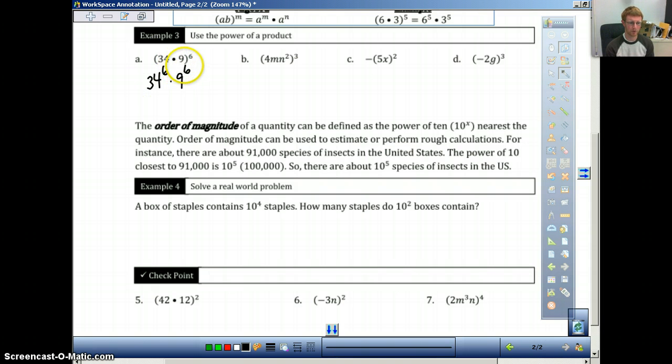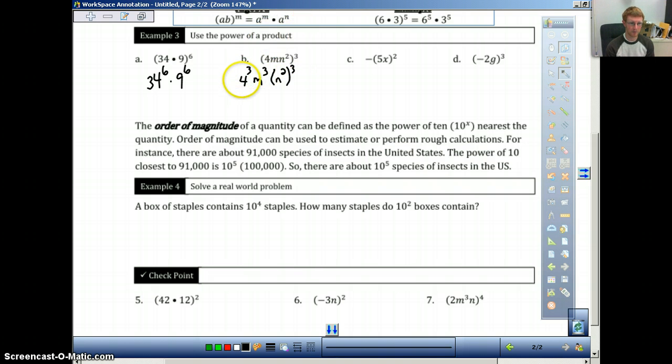That's going to be a really large number. You don't have to do more than that. So next one. We're just going to apply the 3rd power to everything. So it's going to look like this: 4 to the 3rd power times m to the 3rd power times n squared to the 3rd power.